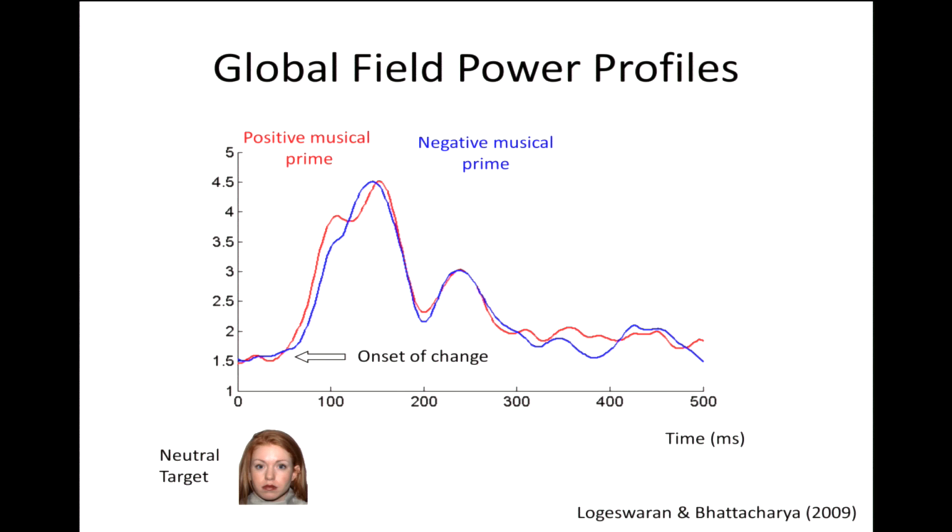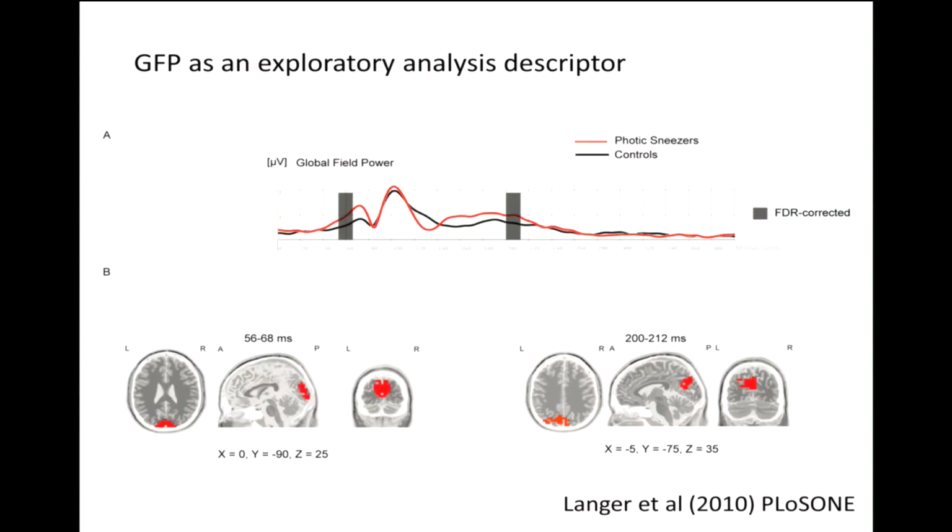So, this is again a nice way of exploring your data. Here is a similar example, from a different group actually. They used the global field power to study the differences between healthy participants and photic sneezers while they are exposed to photic stimuli.